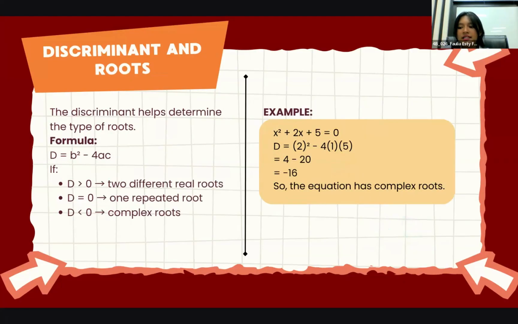Okay, let's learn about the discriminant next. The discriminant helps determine the type of roots. The formula is D equals b squared minus 4ac. If D is greater than 0, there are two real roots. If D equals 0, there is one real root. If D is less than 0, the roots are complex. So, do you understand, student? Yes, Miss.